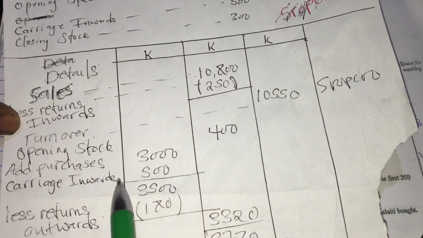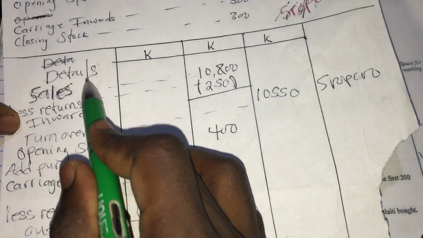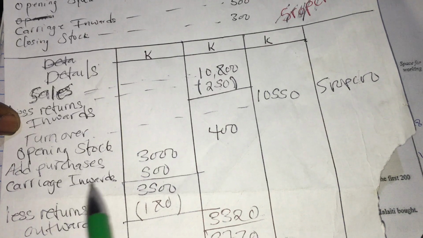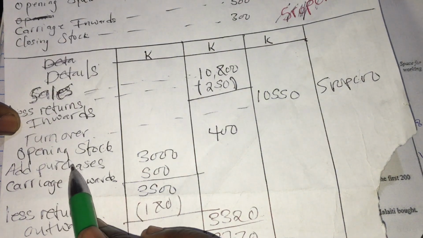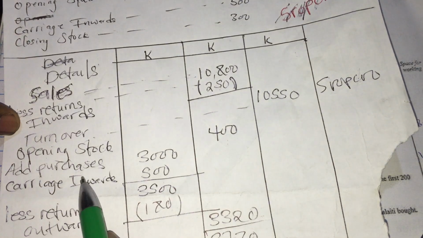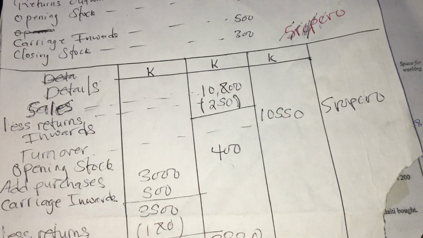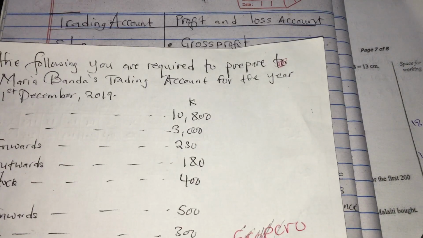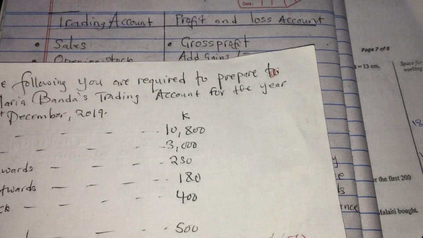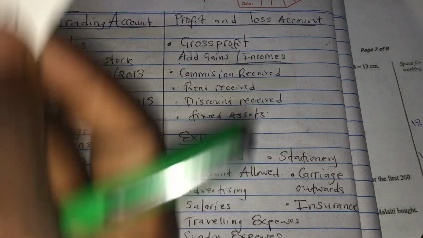So now since here we do have the carriage inwards and the purchases, if the purchases and the carriage inwards are on the items, we place them here, then we add. But if the carriage inwards wasn't here, we would have placed this purchases amount in here and added the opening stock and the purchases here. You have seen that? All right. This is the trading account question. So this is how we handle it.